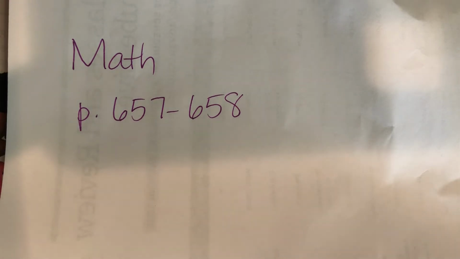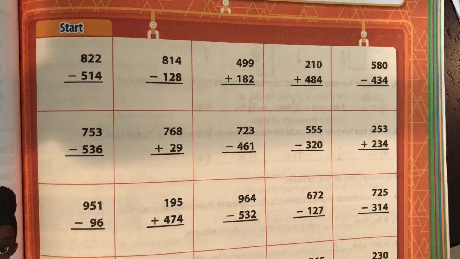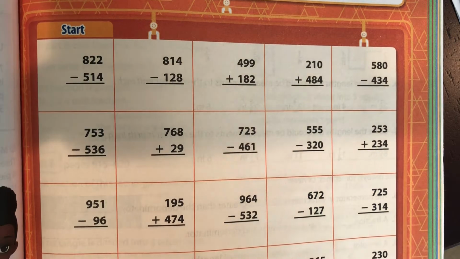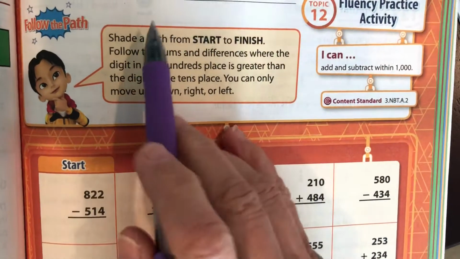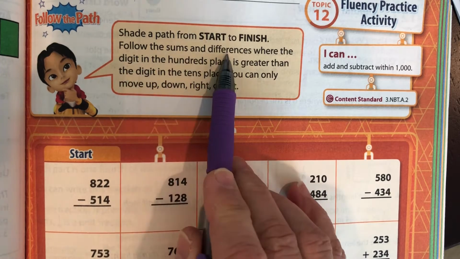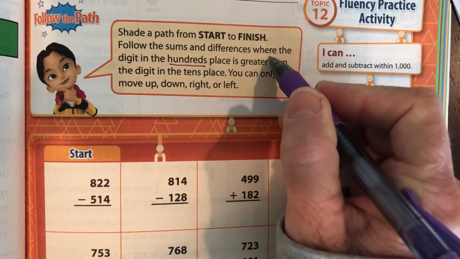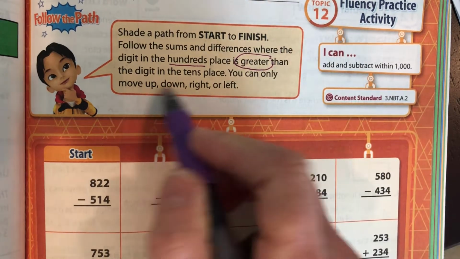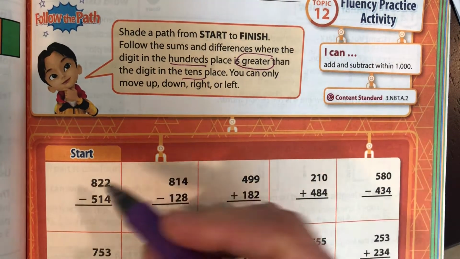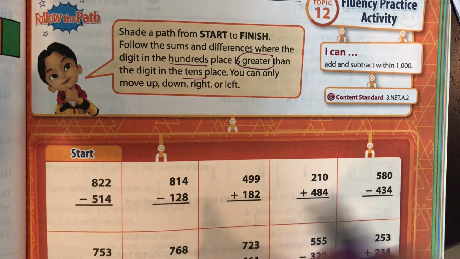Okay, we're going to do math workbook, page 657, 658. So you're going to start with the fluency practice activity. Okay, let's look at the directions. Shade a path from start to finish. Follow the sums and differences where the digit in the hundreds place is greater than the digit in the tens place. You can only go up, down, right, or left, so you cannot go diagonally.